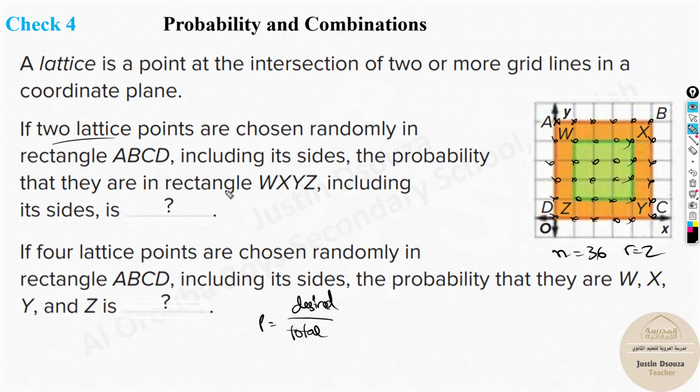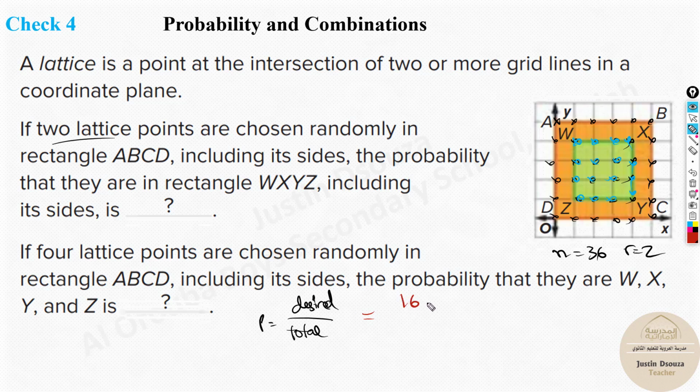And what is desired over here? Now again we need to count them because desired is within this rectangle. How many are there within the rectangle WXYZ, the inner rectangle? Let's again count. This would be 1, 2, 3, 4, 5, 6, 4 and 4. It'll be 16. These are the ones in blue. Now for ABCD all are included. Now desired would be 4 fours are 16.